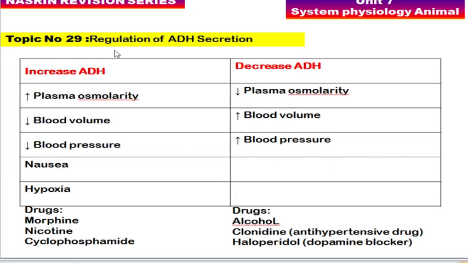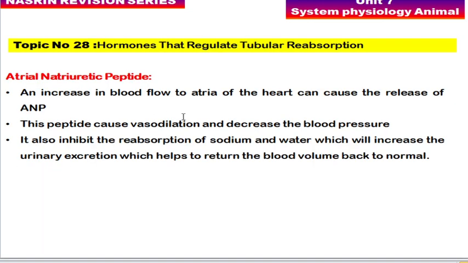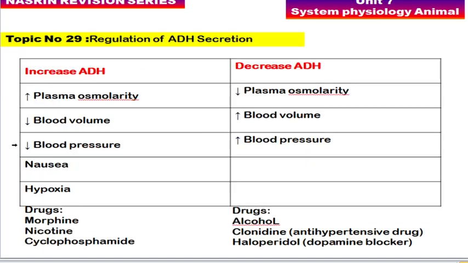The next thing is the regulation of ADH, or antidiuretic hormone, secretion. The factors which increase ADH include increased blood plasma osmolality, which leads to ADH secretion and water reabsorption, and decreases the osmolality of the plasma. Next, a decrease in blood volume and blood pressure will increase the release of ADH, which causes vasoconstriction to increase the blood pressure.